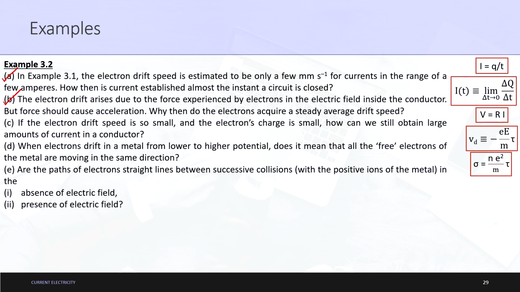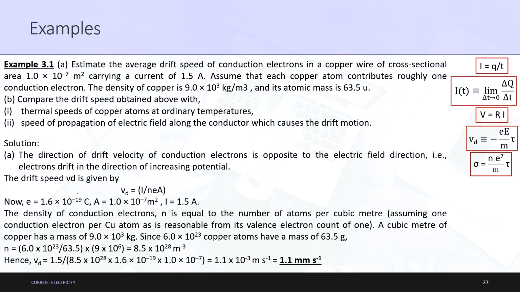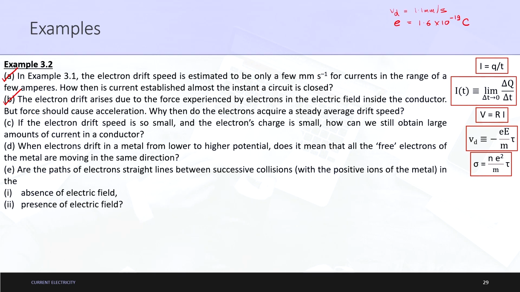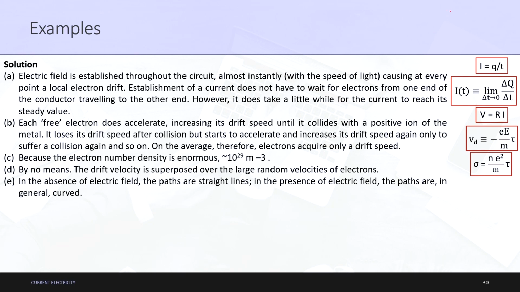If the electron drift speed is so small, which we got in the previous example as 1.1 mm per second, and the electron's charge is also small, that is 1.6 into 10 to the power minus 19 coulombs, how can we still obtain large amounts of current in a conductor? Sometimes the current is of the order of 10 to the power 6 to 10 to the power 8 amperes. How can we obtain such large currents even if the electron charge and the drift speed are very small? Let us look at the solution.